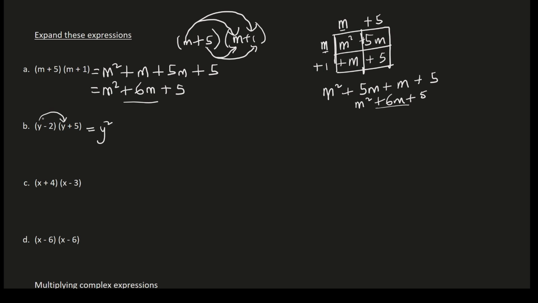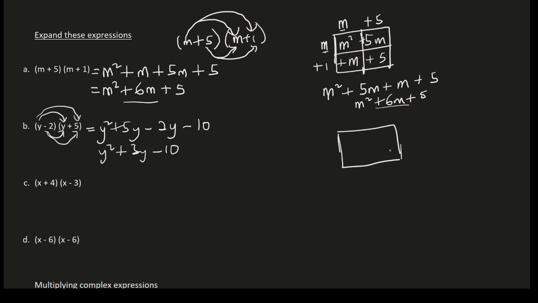gives me y squared. Then y times positive 5, that gives me positive 5y. Then I have minus 2 times y, that gives me minus 2y. And I have minus 2 times plus 5, that gives me minus 10, because negative times positive is negative. So let's simplify this. We have y squared plus 5y minus 2y gives me plus 3y, and then minus 10.